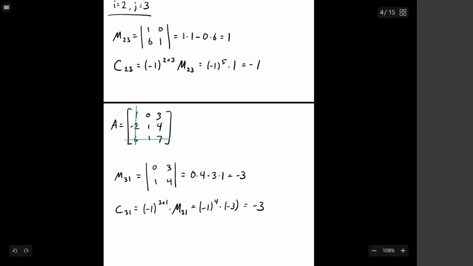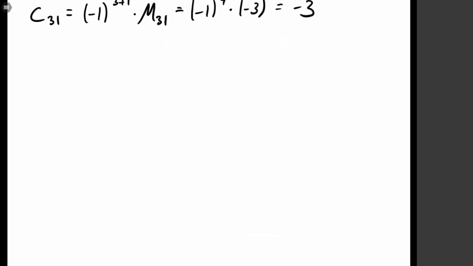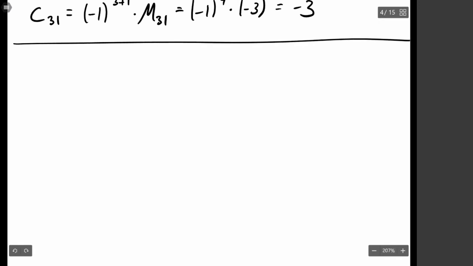Now, why is that kind of thing useful? Well, as it'll turn out, we can use that to compute the determinant of a matrix. All right, so this is, let's see, determinant of a matrix.